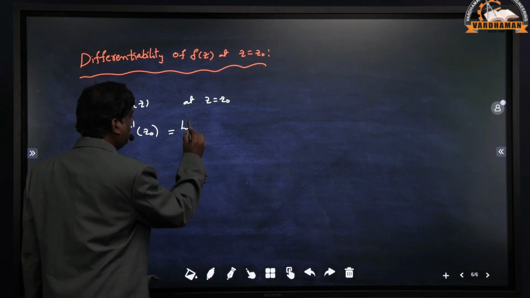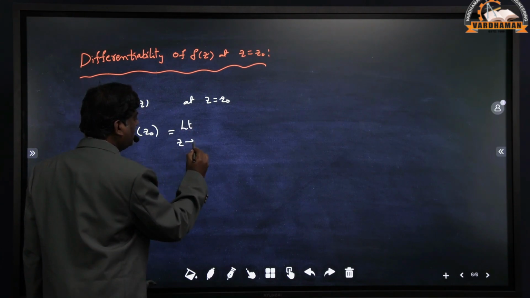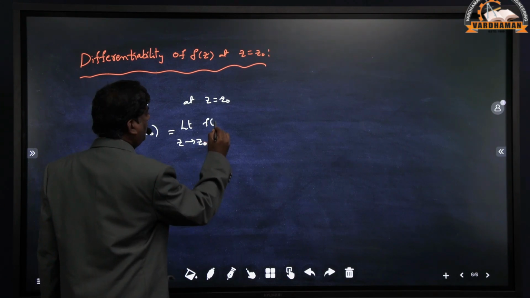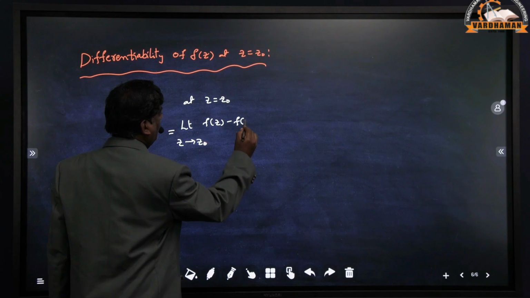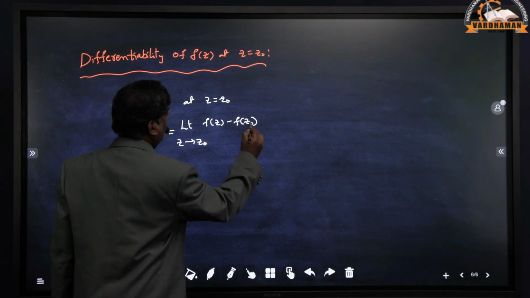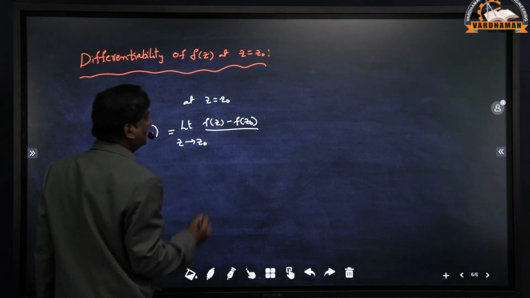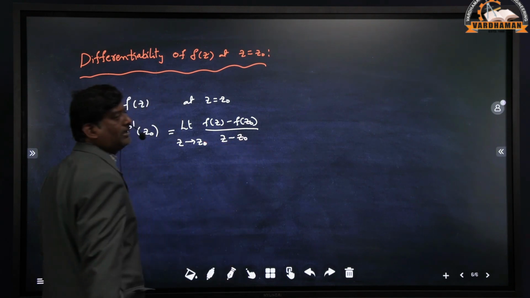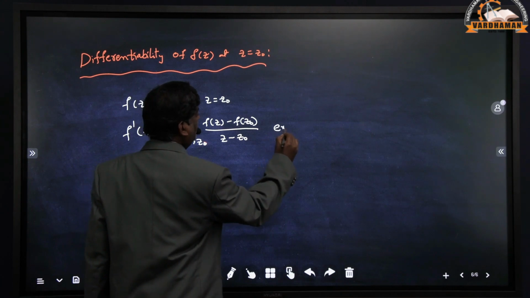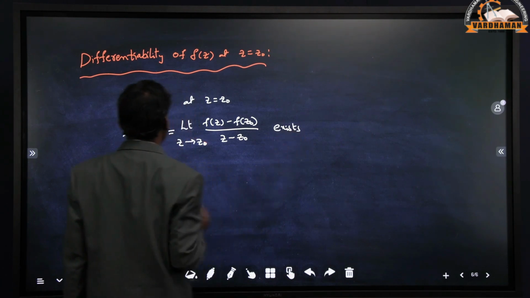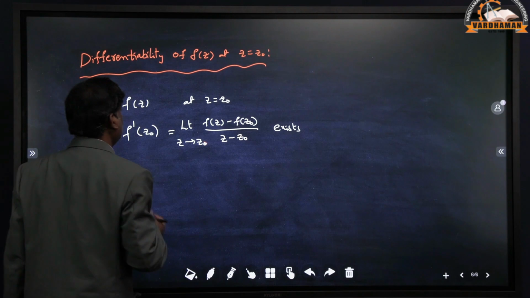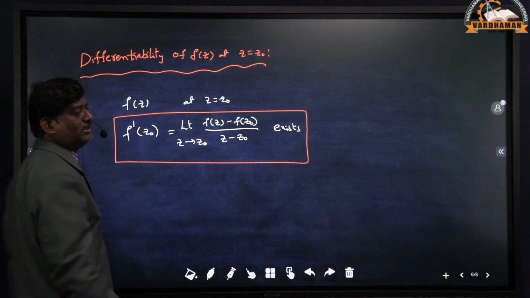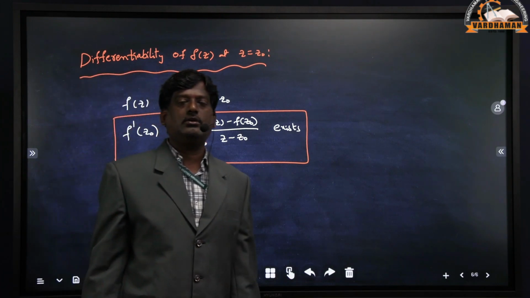It is defined as f dash of z naught is equal to limit z tends to z naught, f of z minus f of z naught, divided by z minus z naught, if it exists. If it exists, you can say the derivative exists. If it exists, you can say the function is derivable at a point z equal to z naught.